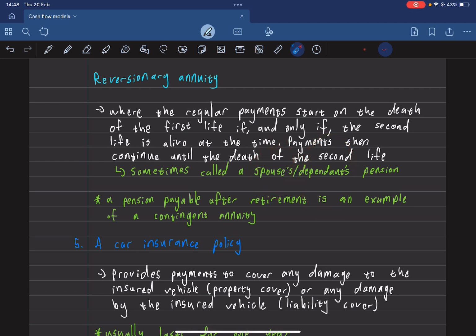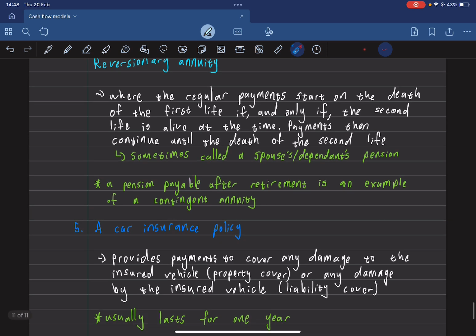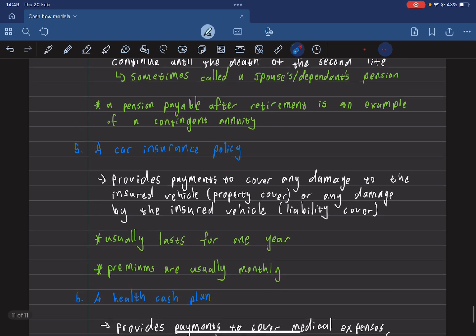So let's say a husband works and the wife looks after the children, then you could get a reversionary annuity. So then if the husband dies, then the wife will get regular payments to help look after herself and maybe the children until she dies. So that would be an example. And a pension payable after retirement, as I said earlier, is an example of a contingent annuity.